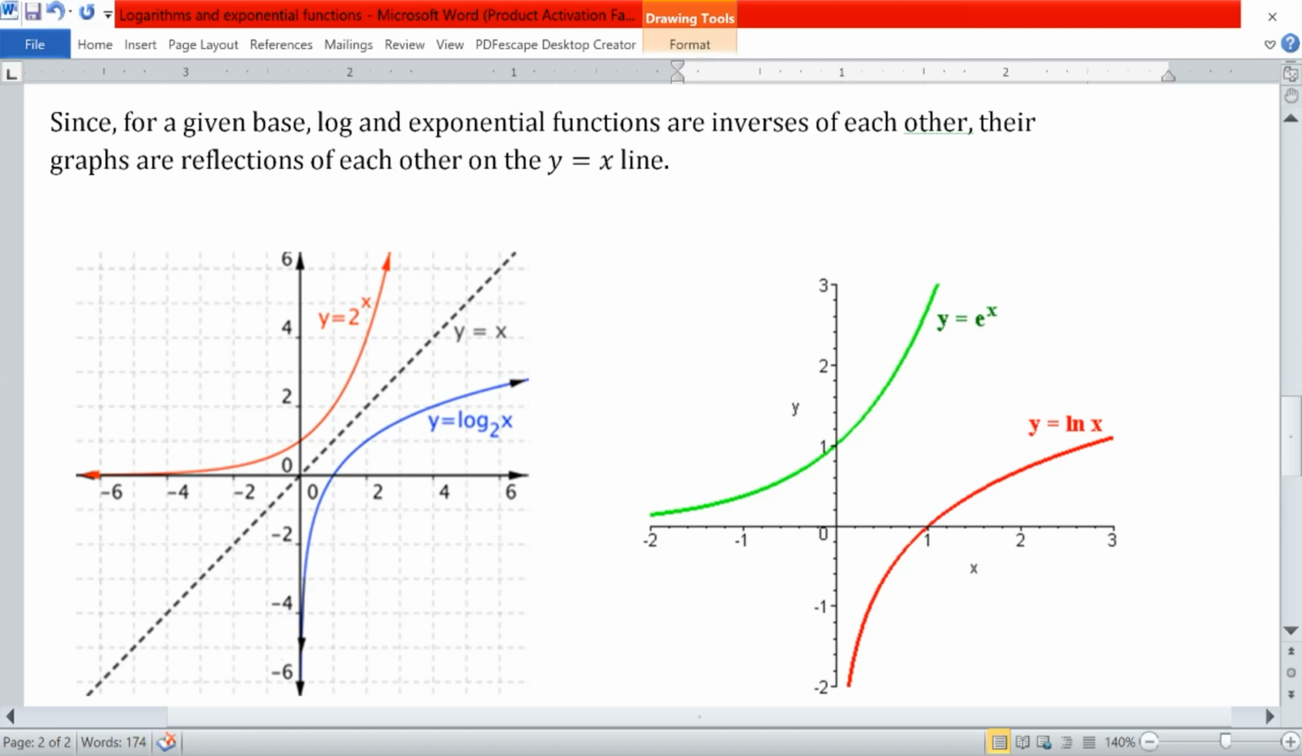Now, when you draw the two curves, notice how the exponential curve crosses the y-axis at 1 and how the logarithmic curve crosses the x-axis at 1.